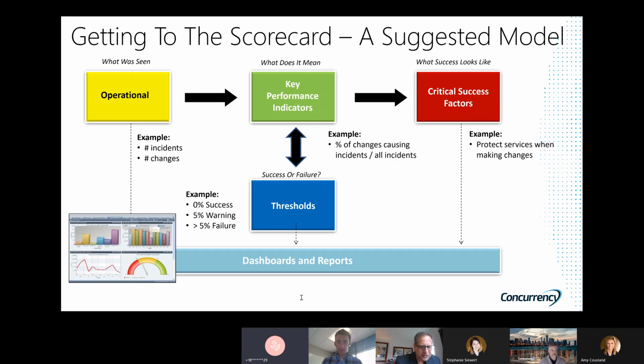So in this example here, I've got incidents and changes and a KPI that says how many changes caused an incident, and then the critical factor is, do I protect services when we make changes? And the thresholds just simply say, what are the benchmarks by which I'm going to decide whether I was good or bad in those particular areas? And all of that feeds into reports here. So this is a way of looking at your metrics basically to drive them up to the top areas for things to look at, those critical success factors, and whether there are actual operating risks and issues that you need to deal with.